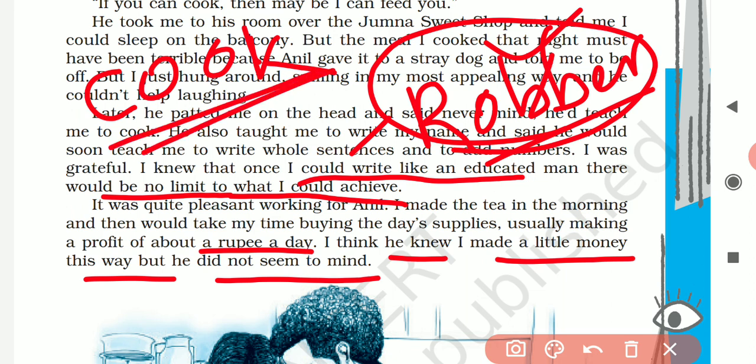Apart from cooking, he's being given some other duties. He goes to the shop and buys the day's supplies, whatever groceries, vegetables, fruits, whatever things are needed for home and cooking, he gets from the market, and Anil simply pays him the money. He never asks what the cost of those particular things was, or how much he has spent. In this way the boy makes a little bit of profit, 1 rupee a day he makes easily, right? The boy says that Anil knew it. Anil knew that the boy keeps some profit, but he never minded. He never asked him about it.